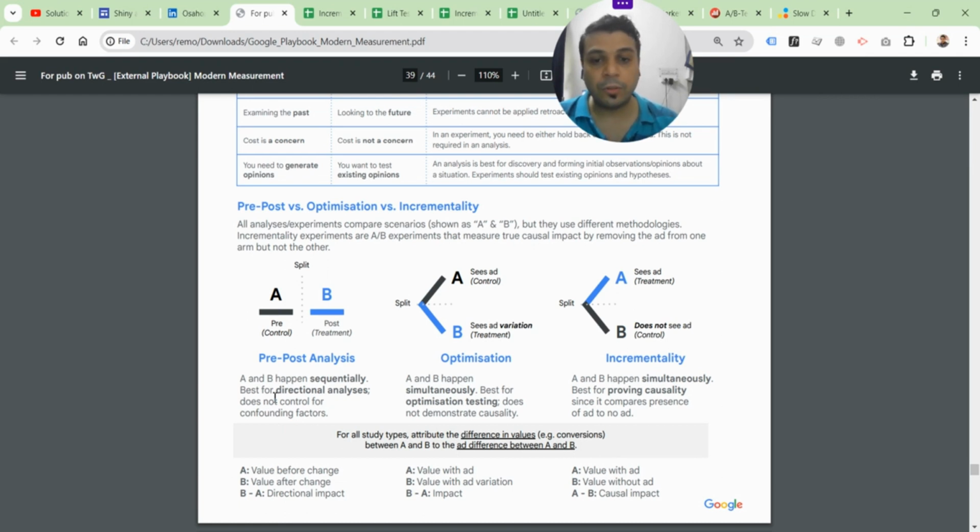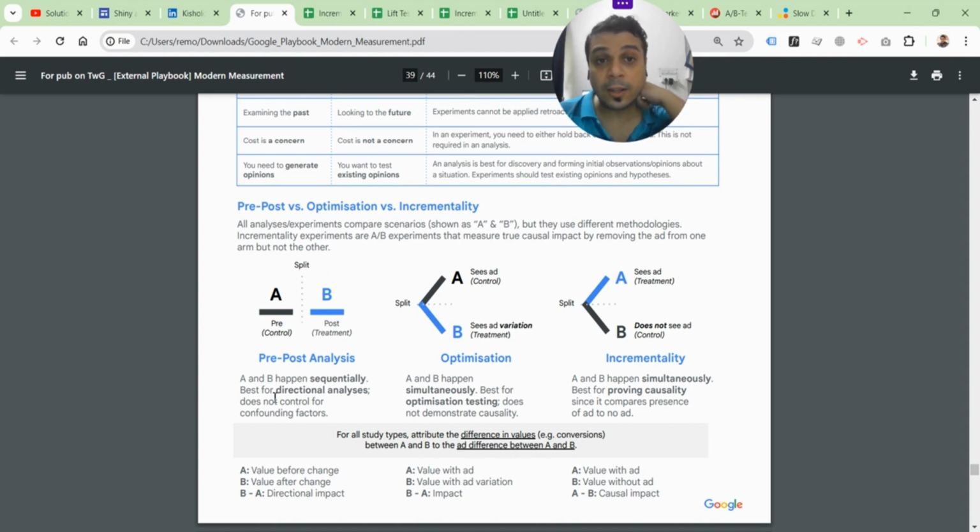impact. Similarly, if you're going for an optimization sort of approach, where you split the ad between a control group and a treatment group, and the treatment group actually sees a variation of that same ad. By the way, these two are happening simultaneously, so it's not happening at two different periods, which was the case with pre-post analysis. So here, you're going to be able to optimize your ads, right? You're trying to understand what variant or what iteration of the ad is going to perform better. So that's the optimization approach.